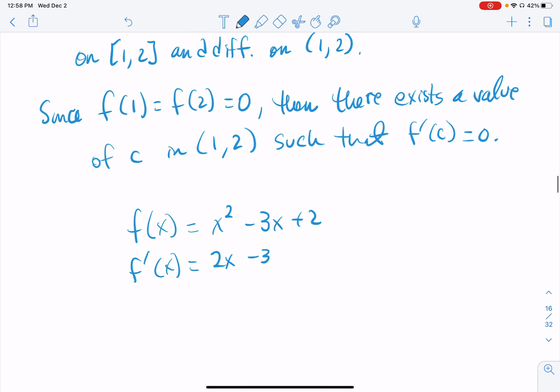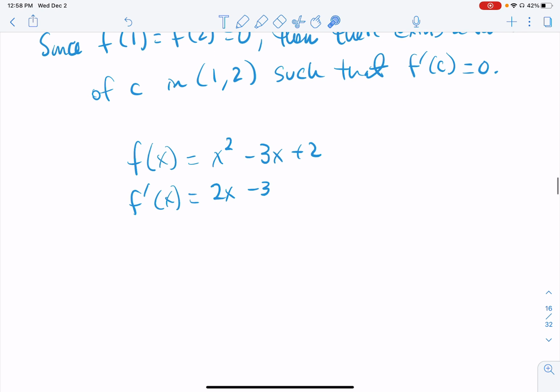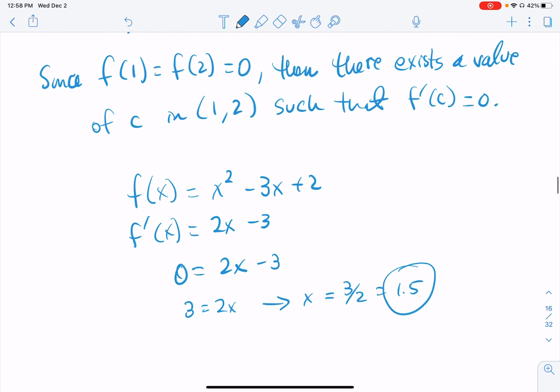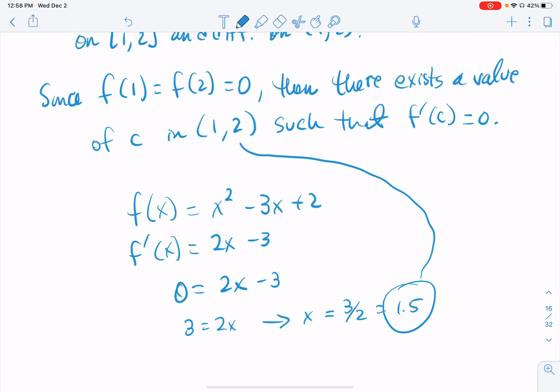And then we said that the derivative has got to be equal to 0 someplace in that interval. So just set that thing equal to 0. 2x minus 3, add the 3 over. Divide by 2. X is equal to 3 halves, otherwise known as 1.5. And guess what? 1.5 lives in that interval. Even though the guy hated calculus, he apparently knew what he was doing.